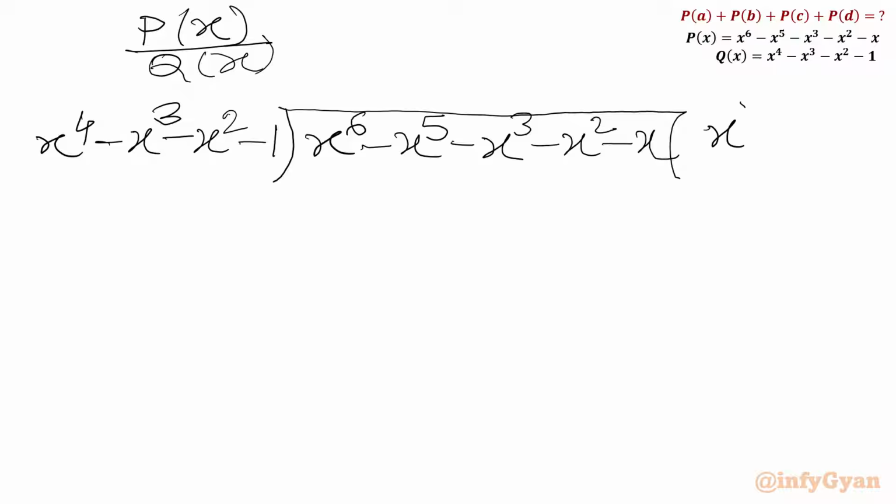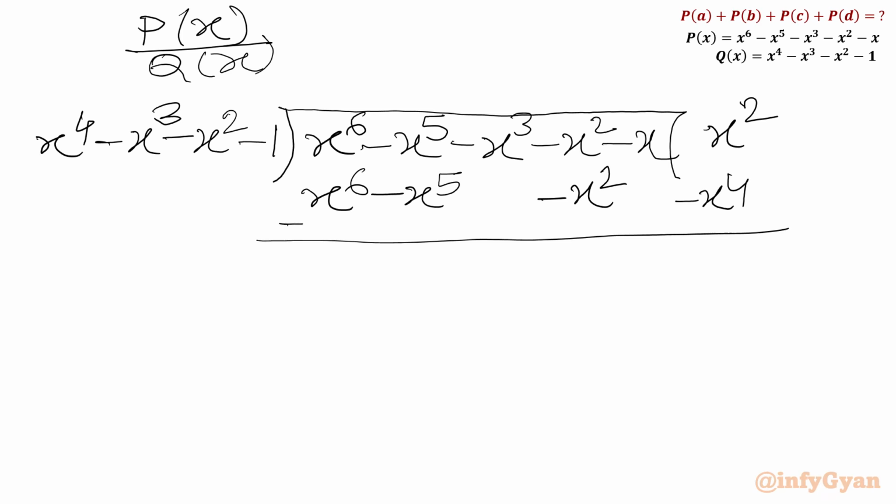I will take x square times. x power 4 times x square is x power 6, minus x cube times x square is minus x power 5, minus x square times x square is minus x power 4, and minus 1 times x square is minus x square. Sign change will be there, we will write plus, plus, plus, plus. So these three terms will be over. We are going to write x power 4 minus x cube minus x.